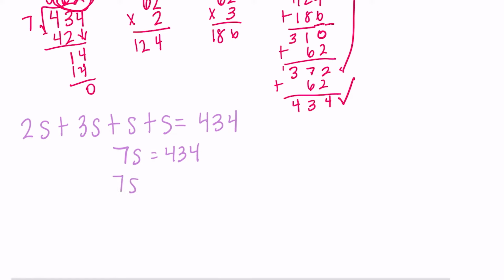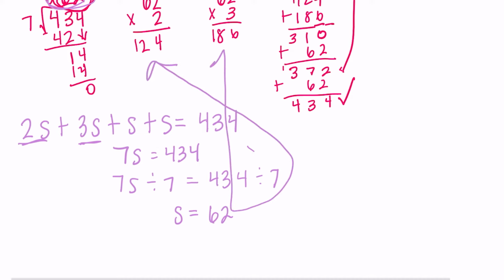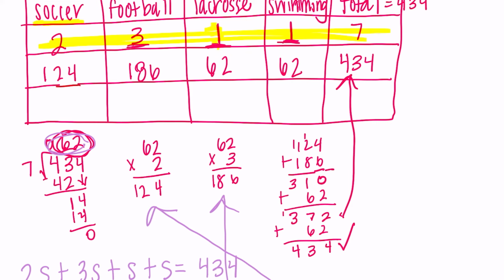So 7S divided by 7 would be 434 divided by 7, which we already did up here. That is 62. So S is equal to 62. And then you could figure out what 2S and 3S is, just like we did right here and right here, and find the same thing. And so this graph shows how many students chose soccer, football, lacrosse, and swimming, and those are two different ways to solve it.